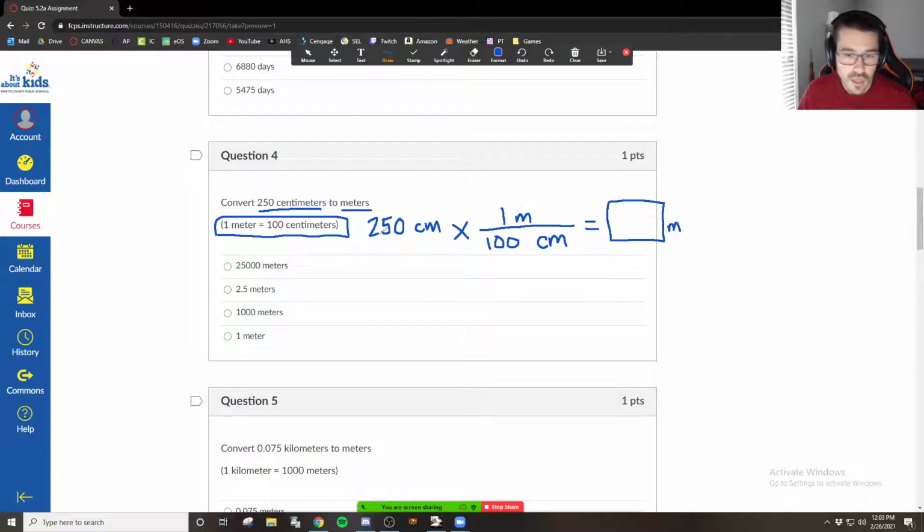Okay, this is my calculation. 250 centimeters times 1 meter divided by 100 centimeters. In other words, 250 times 1 divided by 100 is equal to 2.5. And the units cancel, centimeters and centimeters. Just like x over x, I have centimeters over centimeters, that's going to cancel, so the only unit that I have left over is meters.